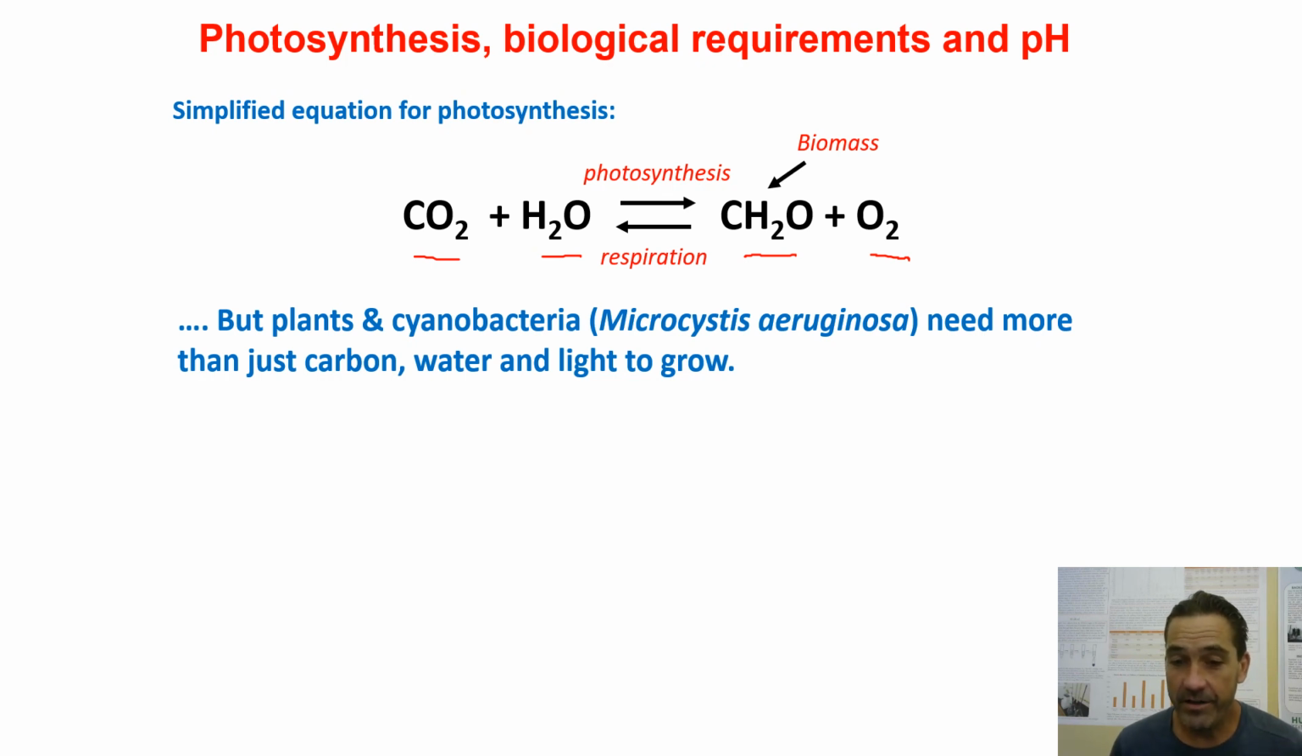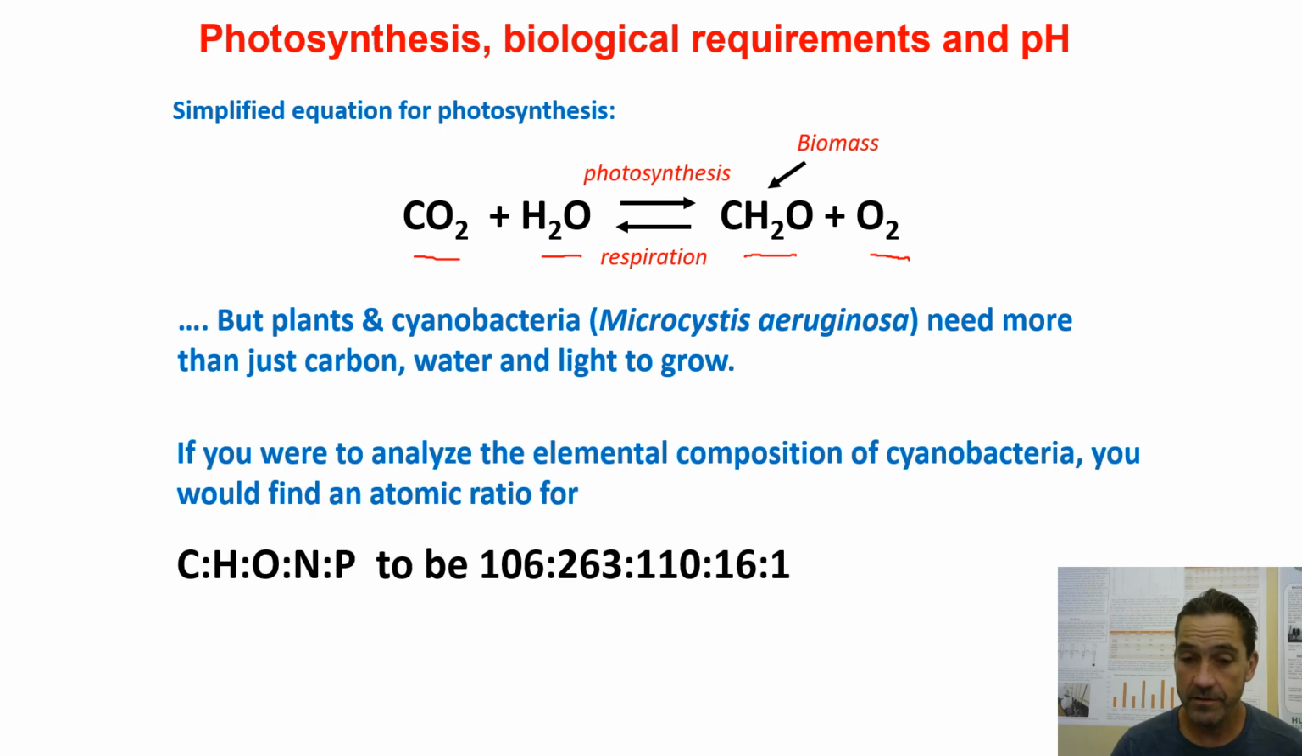But plants and cyanobacteria need more than just carbon, water, and light. So perhaps this equation isn't the best representation for you to think about in terms of your experiment and how photosynthesis occurs. If you were to take a cyanobacteria cell, or a whole bunch of it, and crush them up, and then analyze what elements are in that goo that you've created, you would see that the ratio of carbon to hydrogen to oxygen to nitrogen to phosphorus would be 106, 263, 110, 16 to 1.